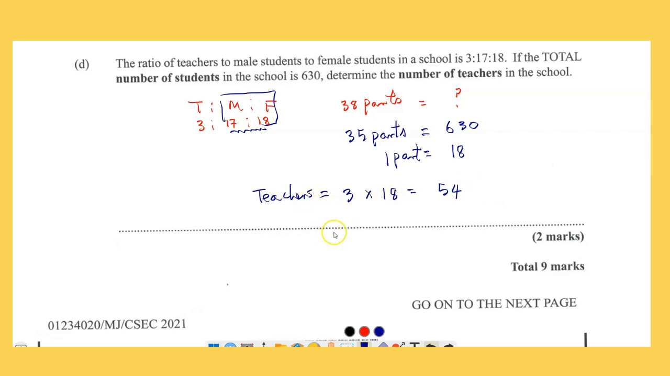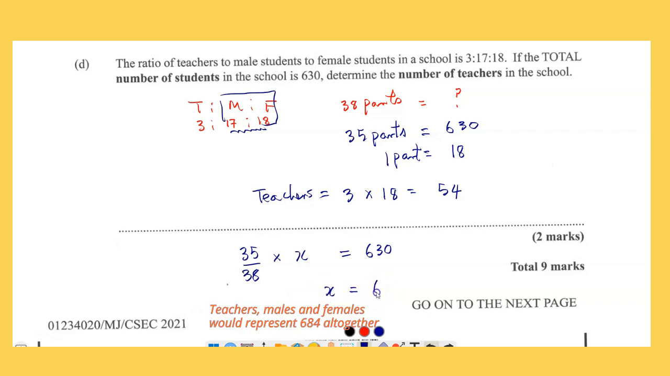There are various ways you could do this. Another way is to simply write 35 as a fraction of the number of parts, so we would have 35 over 38. We don't know the total number of people in the school, so we call that X, and that represents 630. When you simplify this, you could find X. When we work out X, we get 684. So teachers, male and female together would represent 684.